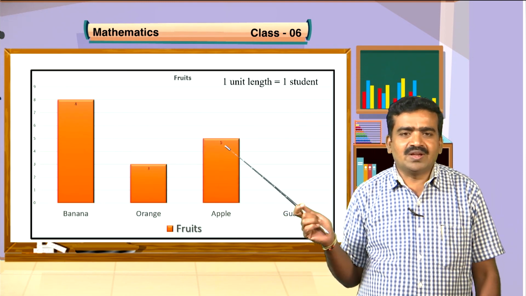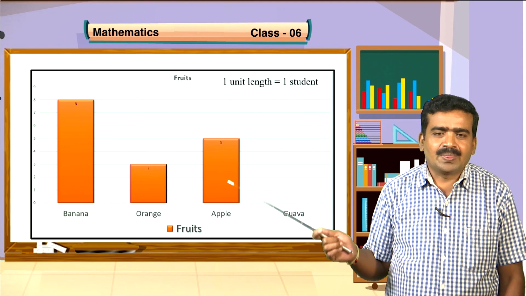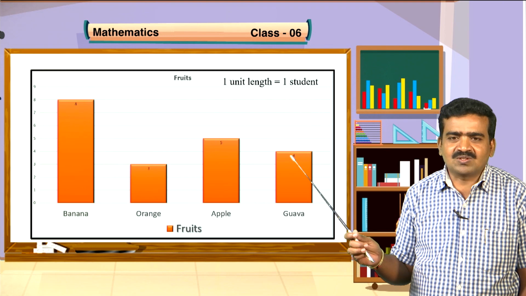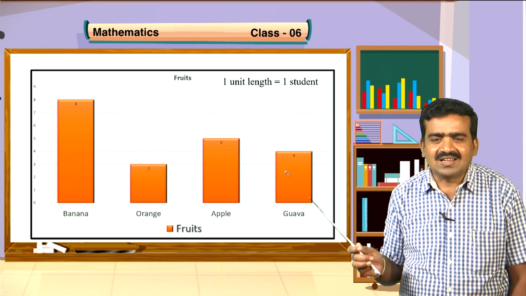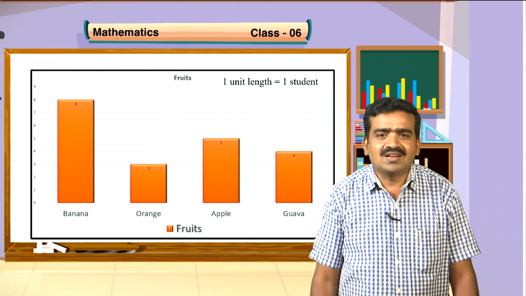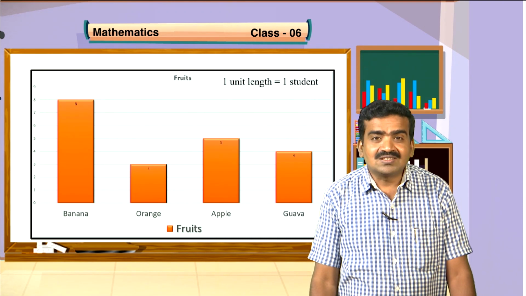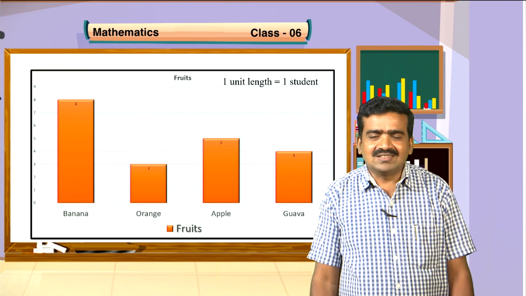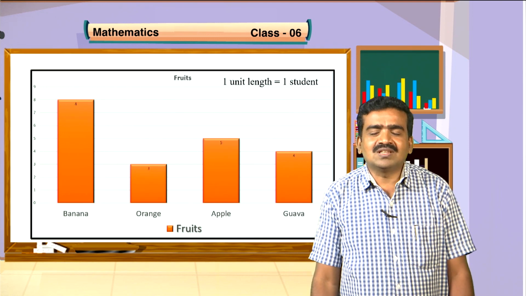For apple, 5 students preferred, and the 5 is going to be represented like this. Guava is preferred by 4 students, and it is going to be represented like this. This is how a bar graph is going to be drawn for the data. So, it helps us to analyze the data easily and to come to the conclusion very quickly.